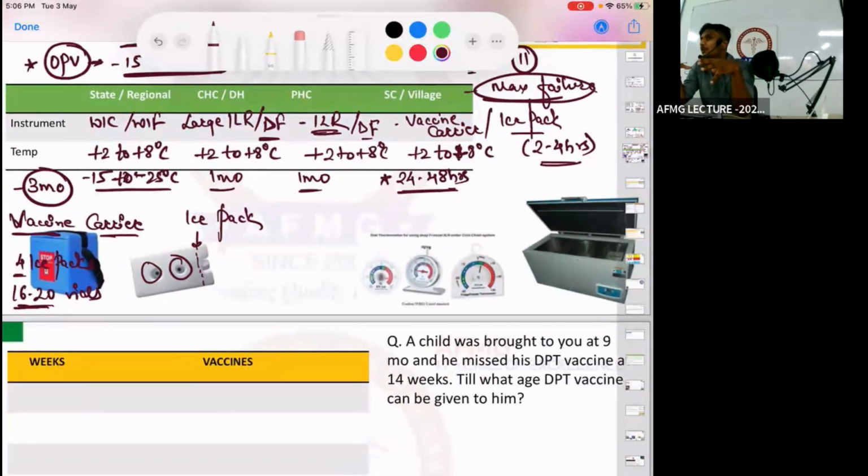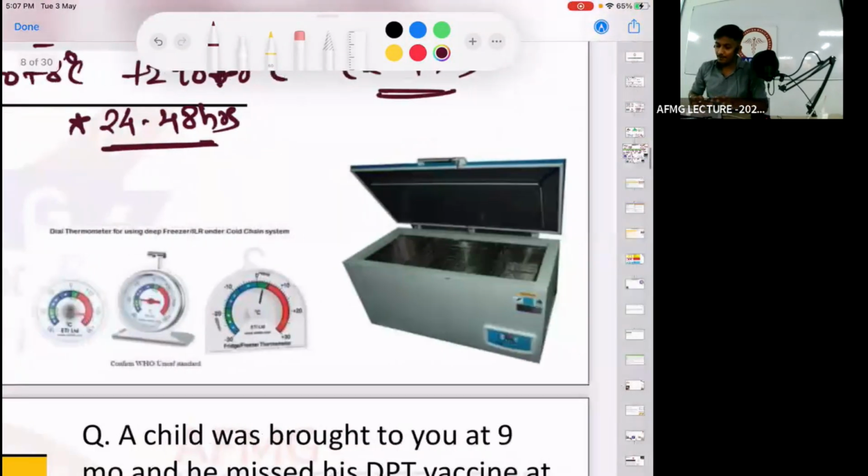And in terms of instrument, maximum failure would be with X5. Maximum failure is seen with which instrument? No issues. At which level? Sub-center and below. No issues with this? If there is any problem anywhere, let me know.